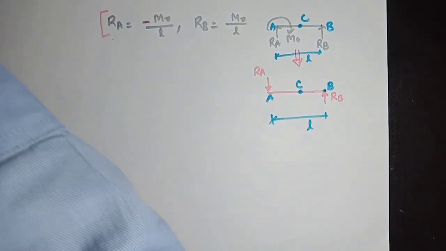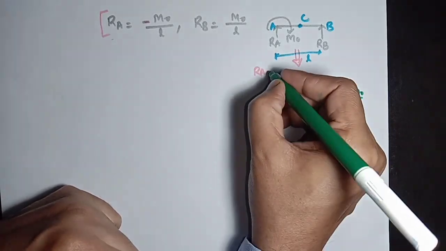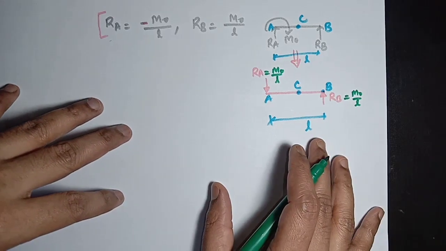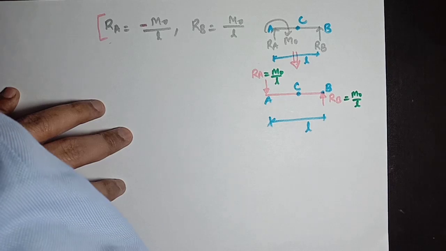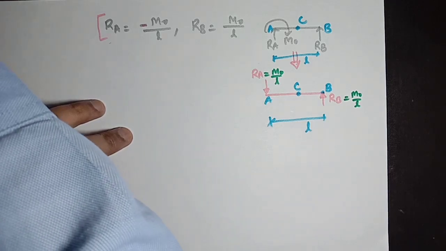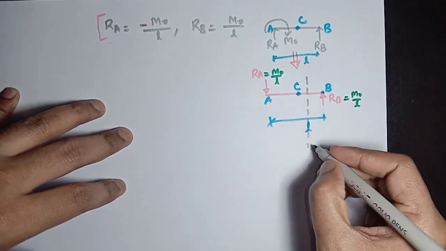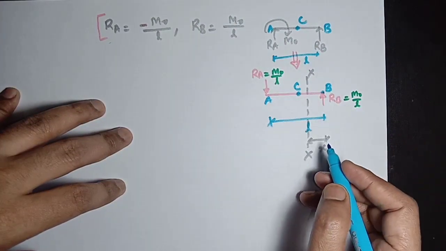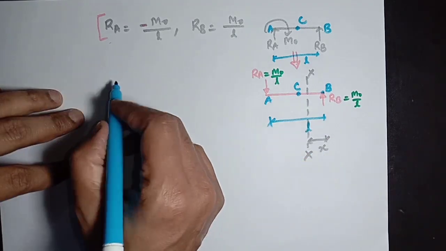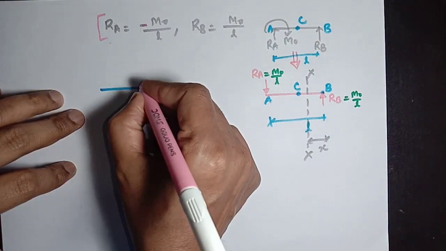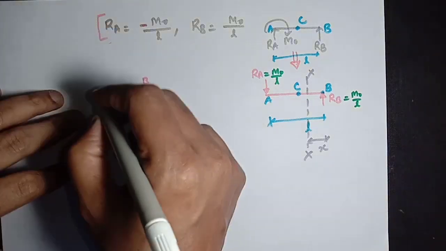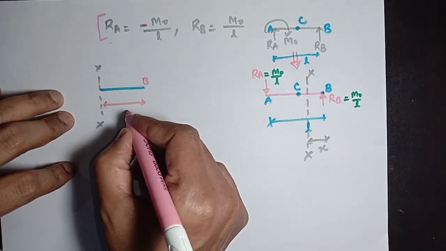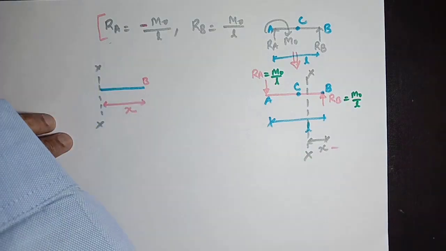RB equals M0 divided by L, and RA equals M0 divided by L in magnitude. Now, for finding the bending moment diagram, we need to find a general expression for bending moment so that we can draw the bending moment diagram. So let's take any section XX at a distance X from point B. We are taking the free body diagram right of this section XX. This point is B, and this is the section XX, and this length is X.